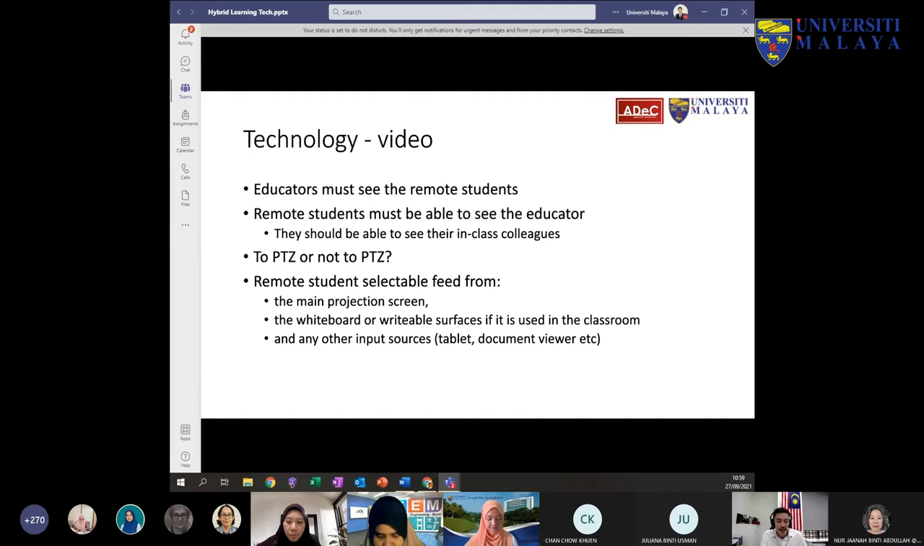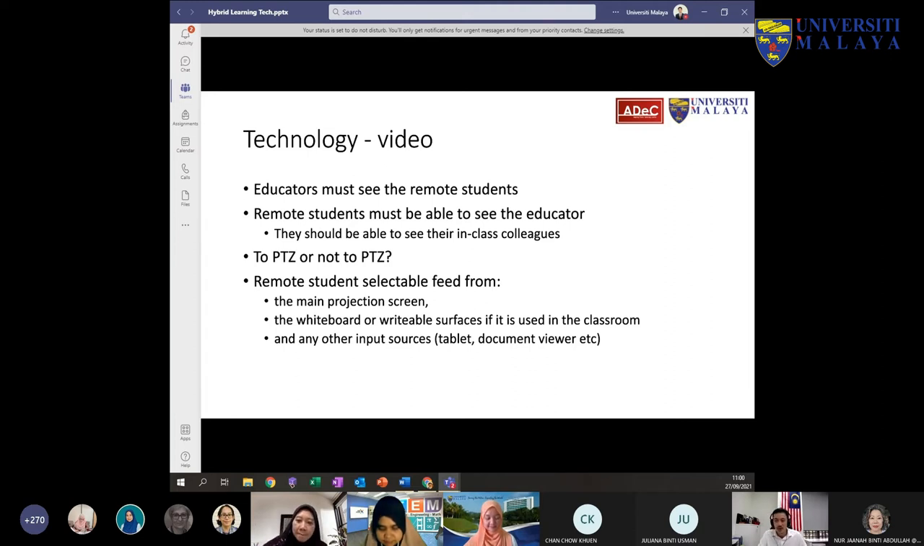Those universities who invest in the technology and invest in the research into the technology find it very, very important that you see the students, okay? And the remote students must be able to see their educator. That's the very least. So I would say that if the faculty doesn't have the money, invest in the camera that shows the educator. But they should also be able to see their in-class colleagues. That means when they are asking questions, or when they are trying to respond to questions, then you can actually see who's talking, isn't it?